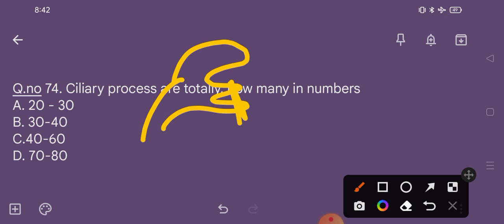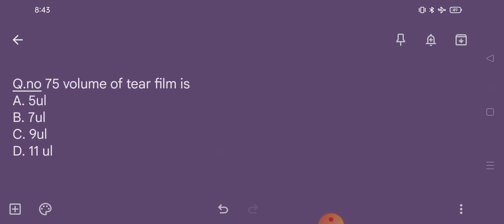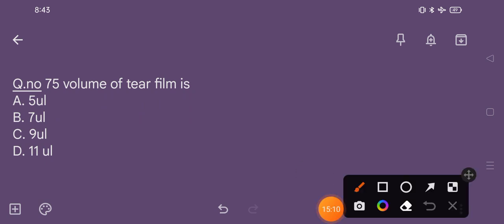20 to 30, 30 to 40, 40 to 60 और 70 to 80। So the option D is correct one, that is 70 to 80 ciliary processes are present. Now question number 75. Volume of tear film is 5 microliter, 7 microliter, 9 microliter or 11 microliter. So the option B is correct one, that is 7 microliter.